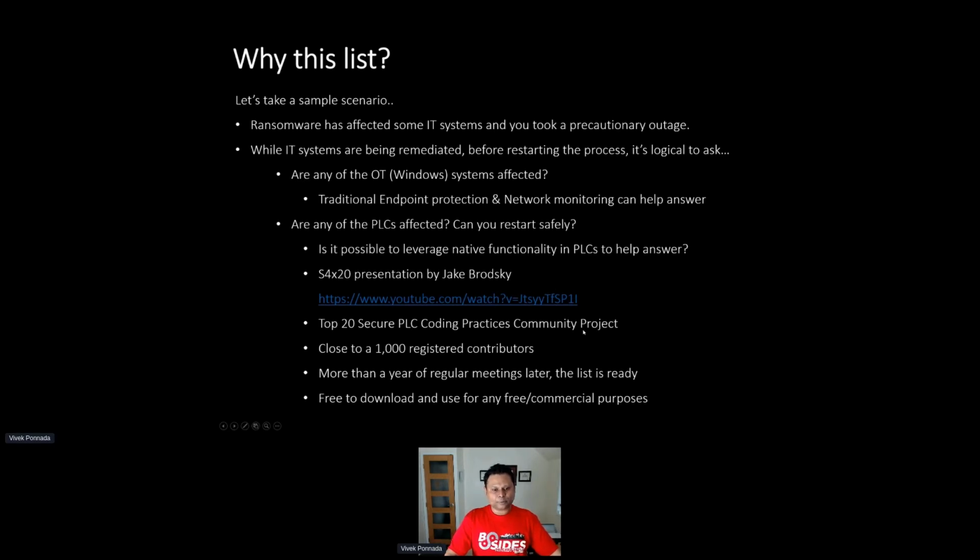That's how this Top 20 Secure PLC Coding Practices project was initiated. We had close to 1,000 people register on the website. Several dozen contributed. We had regular meetings for a year, and then this June we were able to publish version 1.0. It's available on the website for free to download, and you can use it as you see fit, because it's a community effort, for improving your programming practices.